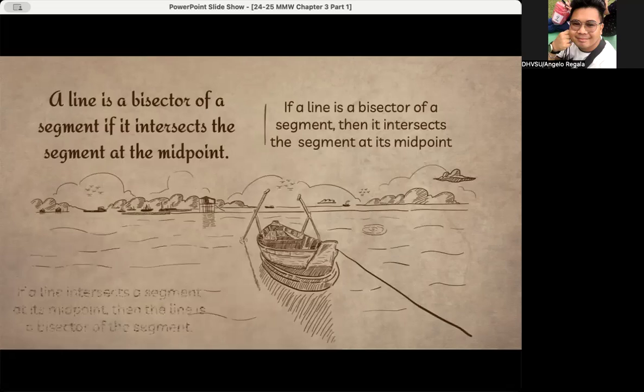Now for the converse, again, sabi ko nga po, yung if statement magiging then, and then yung then statement natin magiging if. Magpapalit sila ng pwesto. So, for the converse, if a line intersects a segment at a midpoint, then the line is a bisector of the given segment. Okay?